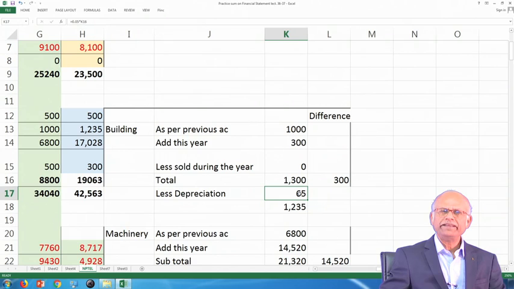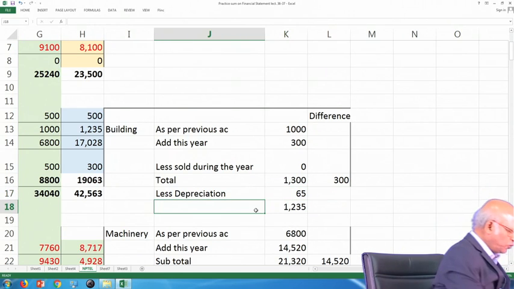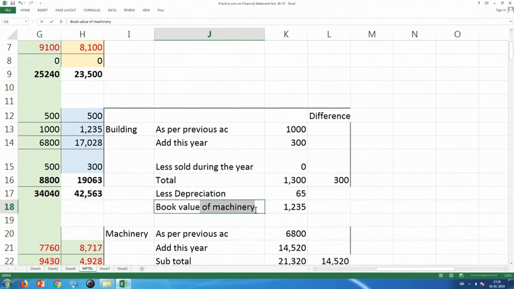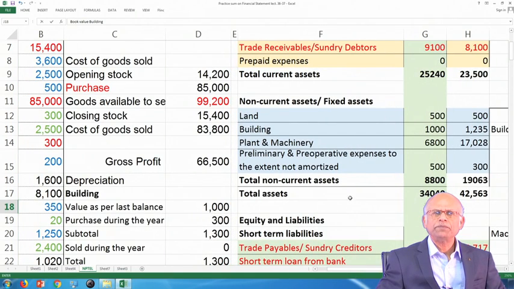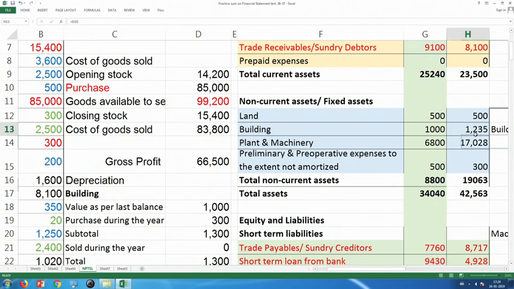Now, depreciation on building has been stated to be 5%. So, we use this formula, 5% of 1300, which is 65. You deduct 65 from 1300, you get 1235. This is the net value or the book value of the asset. It is not machinery, it is the book value of the building. So, this value goes to the balance sheet. Let us see there. You see building, here it is 1235 after depreciation.